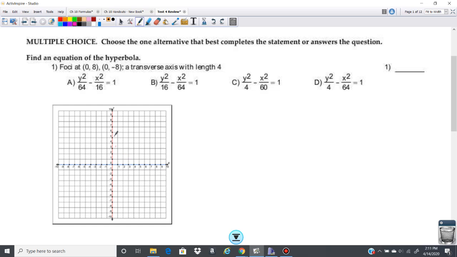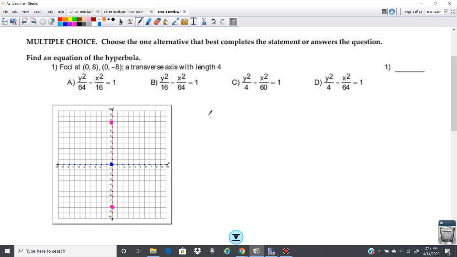We know you've got a point at (0, 8), so that would be right here. (0, -8), that would be right here. And a transverse axis length of 4. The other thing that we know, since the foci are on the y-axis, is that this is a y-squared hyperbola. We also know that the center of this hyperbola is going to be at (0, 0), because the foci are equidistant from the center. The only thing in the center of these 2 points is (0, 0).